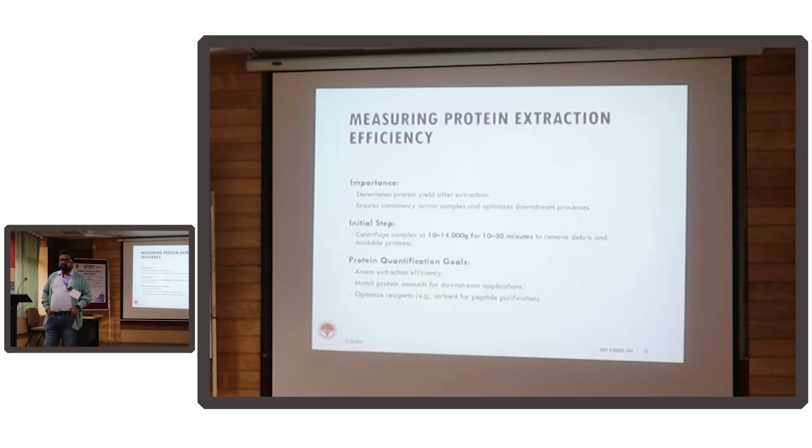Now you won't want to add protease just directly to the homogenate. You want to measure, and even for adding a protease, you cannot add it randomly. You have to measure the molar ratios, how much protease or enzyme you would add, and how much substrate you would add. So to know how much, you have to go for estimation of the protein. A few things it does: it assesses the extraction efficiency. It will match the protein amounts for downstream application, and also it will optimize reagents, like for peptide purification, for adding the trypsin that you need to add.